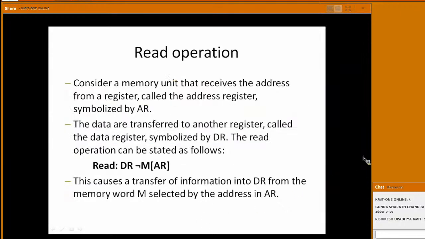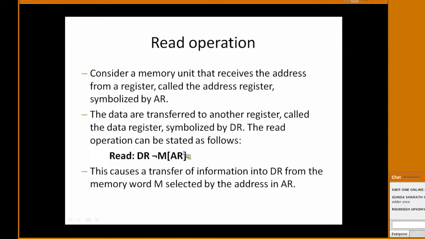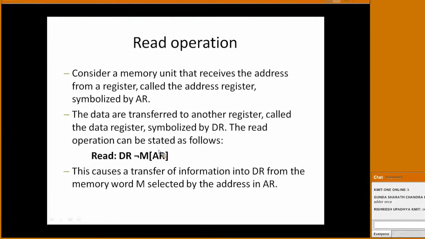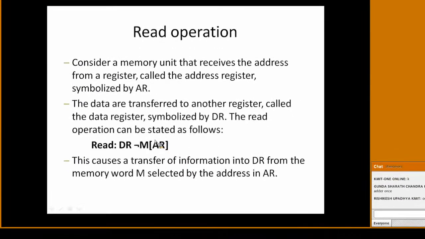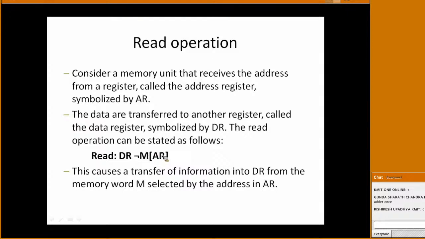When you are performing the read operation, first we should know from which memory location you are reading the data. So M of AR means this address will be given. If AR is 100, I want to retrieve the data present at location 100. M of 100. Whatever the memory word present at location 100 is to be retrieved. Whatever data is retrieved will be placed in the data register.